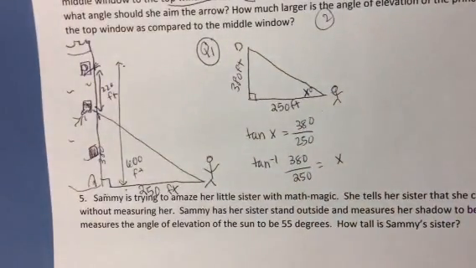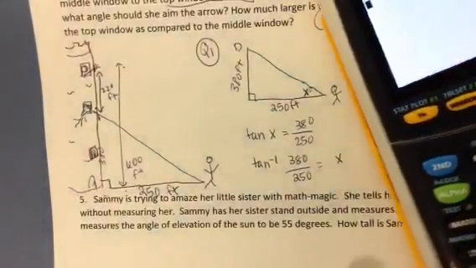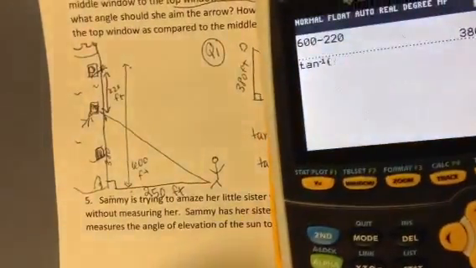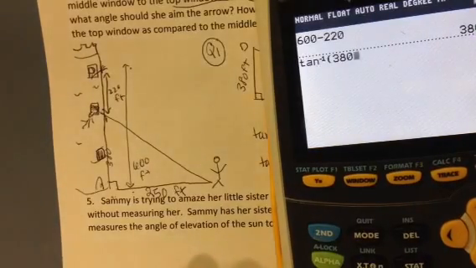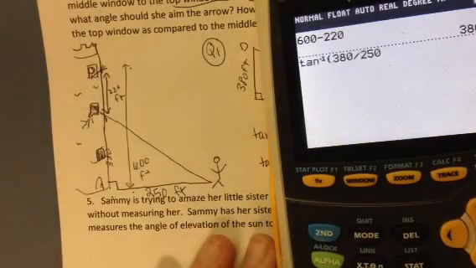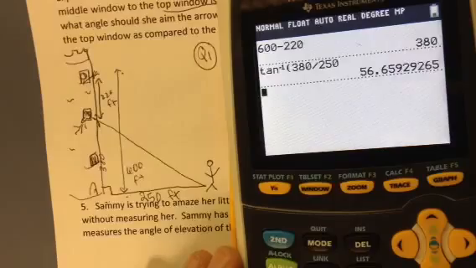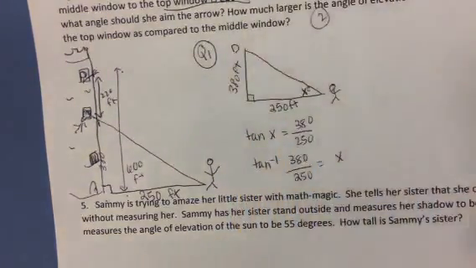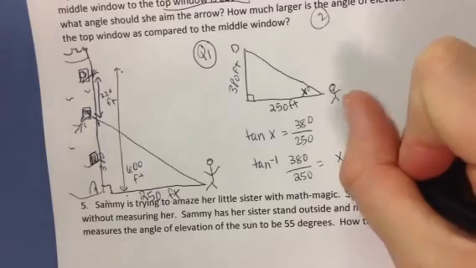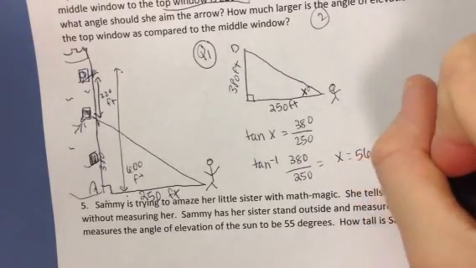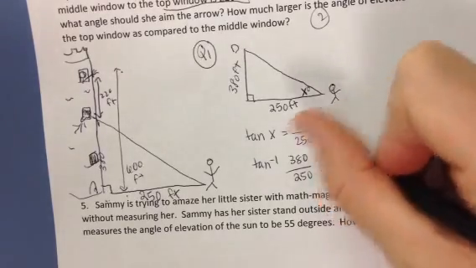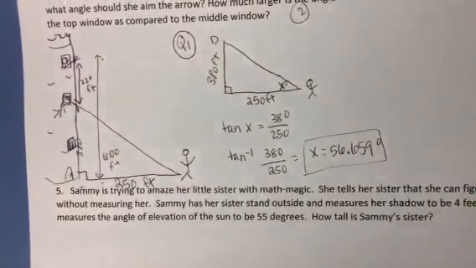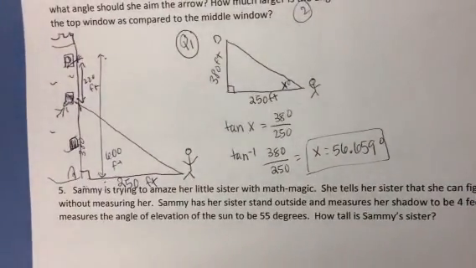Okay, so in your calculator, you go to second tan to get inverse tangent, 380 divided by 250, and we get 56.659. So that angle is approximately 56.659 degrees. So that is the angle at which she should aim her arrow.